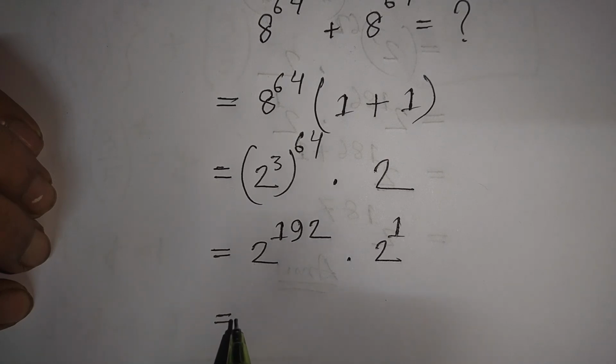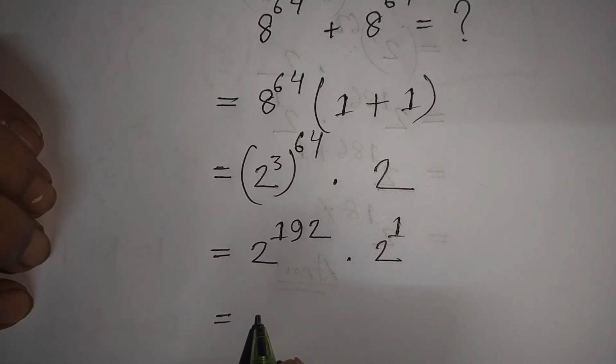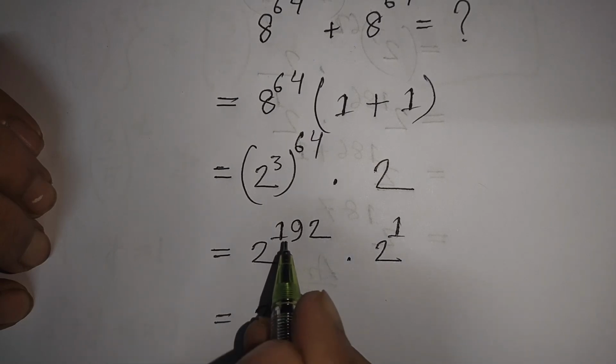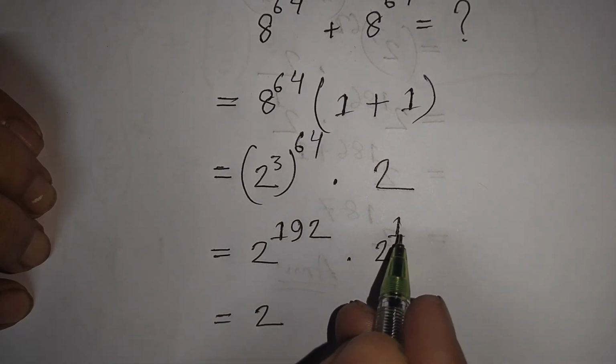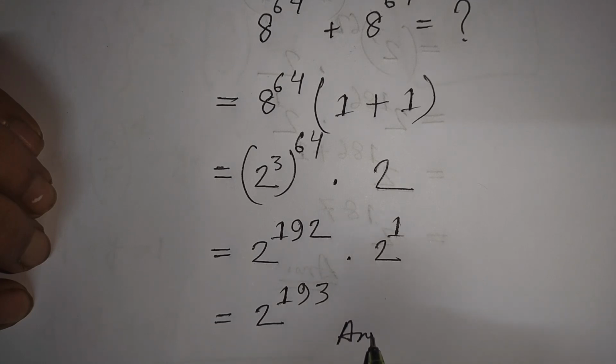Then we see that the same base but different powers. So we can write here 2 to the power 192 plus 1, that means 193. So 2 to the power 193 is the correct answer.